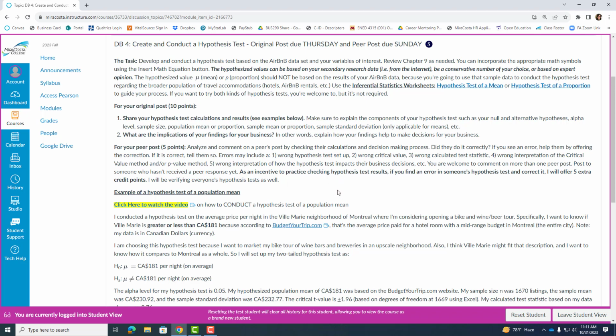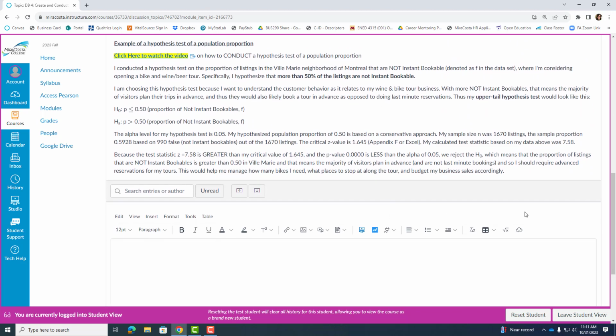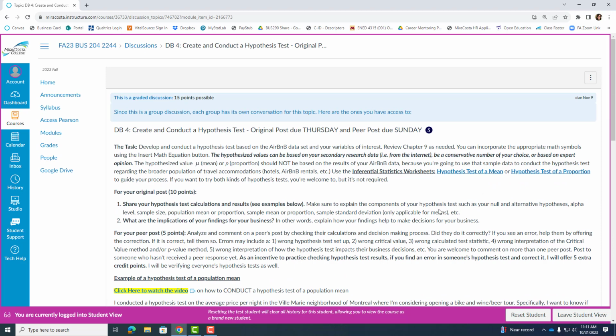Please review chapter 9 as needed, and I'll show you how to work through the hypothesis testing in supplemental videos here. Note that when you are writing up your hypothesis test, you can use the math symbols using the insert math equation. Here, let me go ahead and hit reply. That looks like right here on the right, that's the insert math equation. But if it's too much trouble, you can always just type out the words that explain your hypothesis test. That's totally fine.